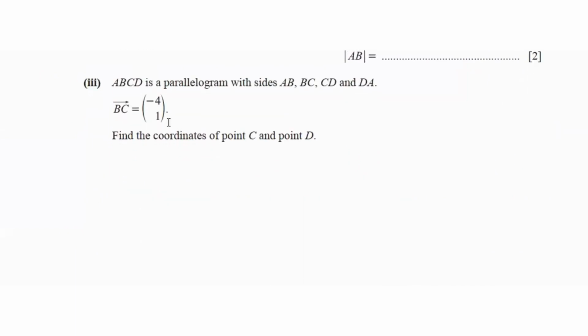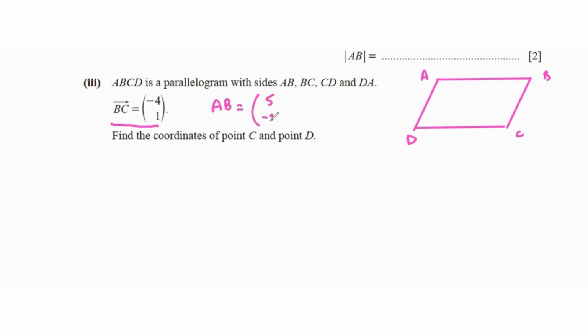Question 3 says ABCD is a parallelogram with sides AB, BC, CD, and DA. BC is given as -4, 1. Find the coordinates of points C and D. So if I just sketch the parallelogram over here, A, B, C, D. BC is -4, 1. We just found AB, which was 5 and -5.